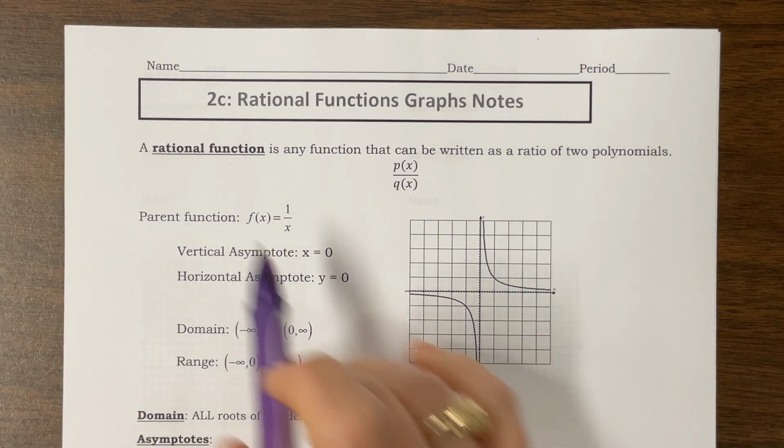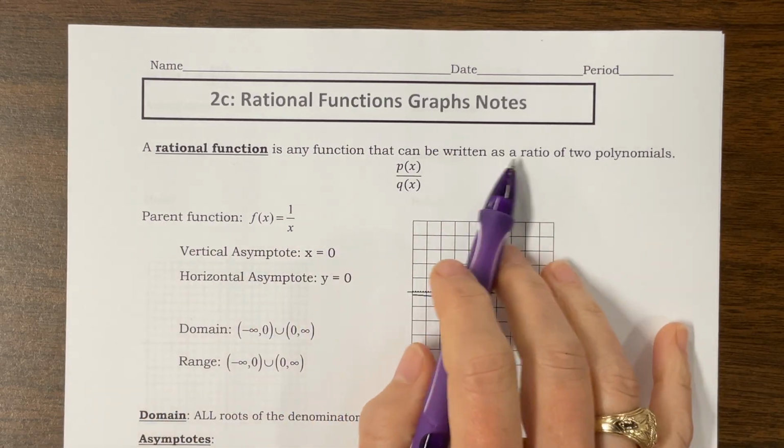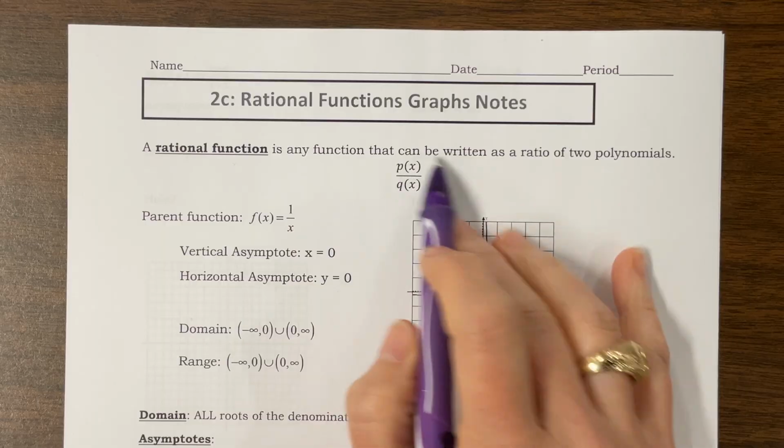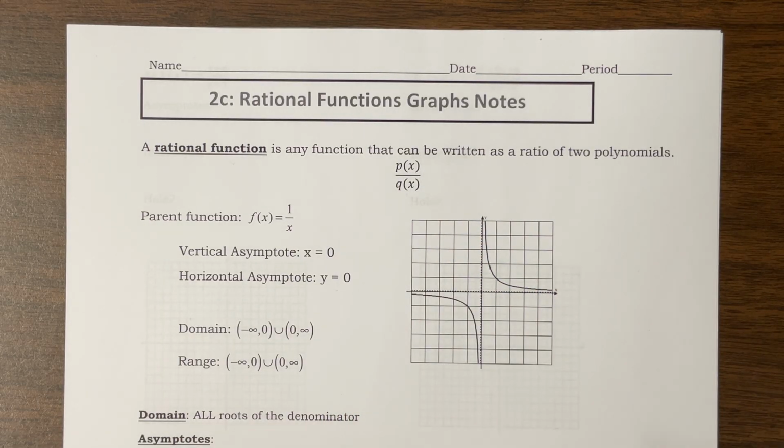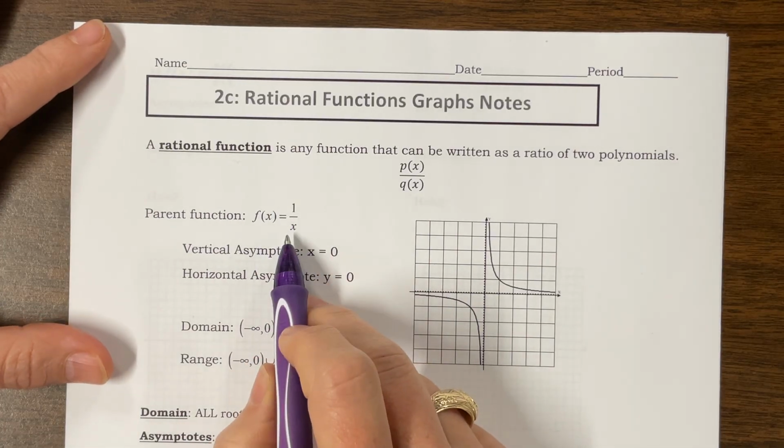So, as we get started, a rational function is any function that can be written as the ratio of two polynomials. So if I have a polynomial function divided by a polynomial function, we now have a rational function. And so the parent function is just 1 over x.